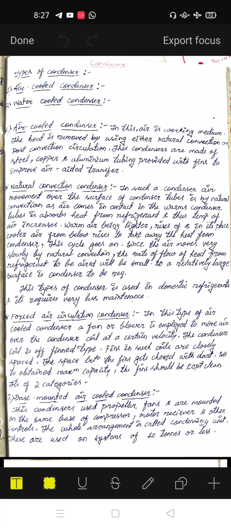The first is the base mounted air cooled condenser. These condensers use propeller fans and are mounted on the same base as the compressor, motor, receiver and other controls. The whole arrangement is called a condensing unit. These are used on systems of 10 tons or less.